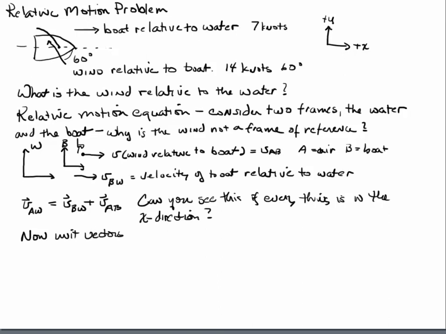Now let's put everything in terms of unit vectors. First of all, what is the velocity of the boat with respect to the water in terms of unit vectors? It's moving in the positive x direction. Of course, that's going to be 7 i-hat knots.